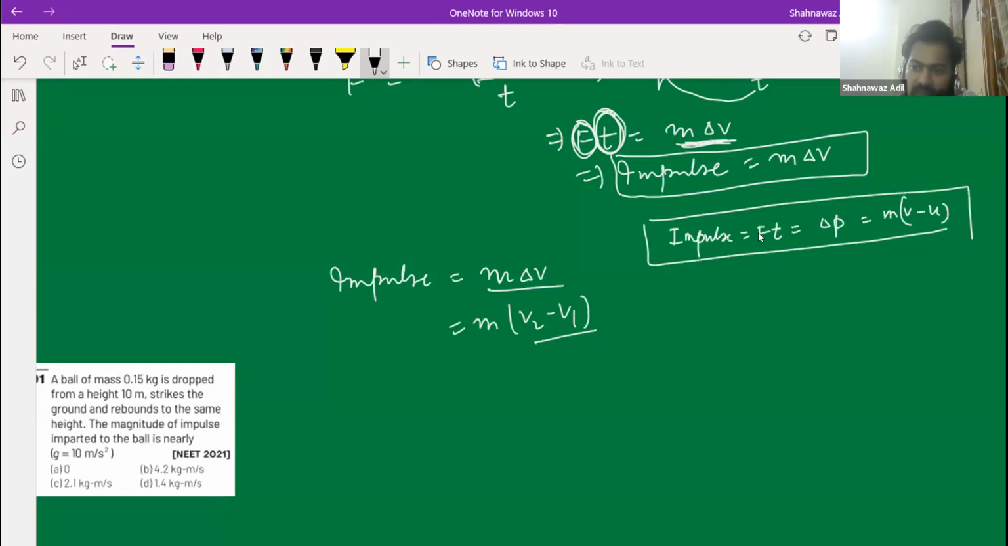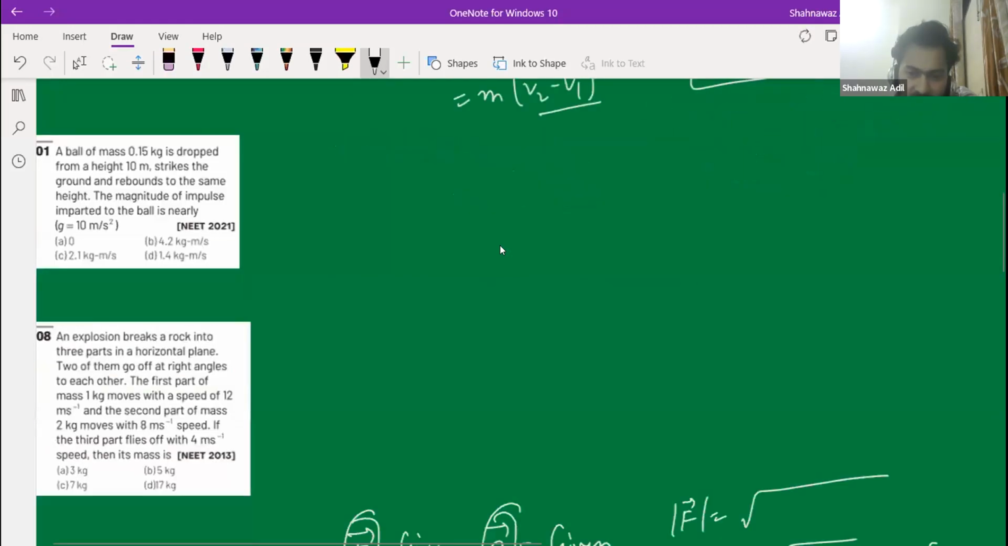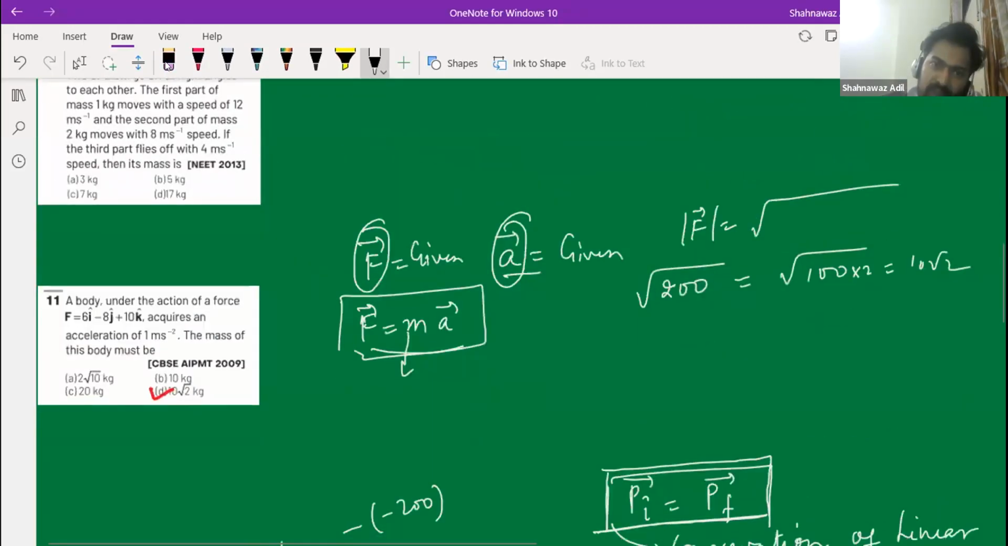But if we have a variable force, then impulse is an integration. But that is not in the syllabus, so this is not needed. We will only have constant force for our case. Yeah, and what are the questions?